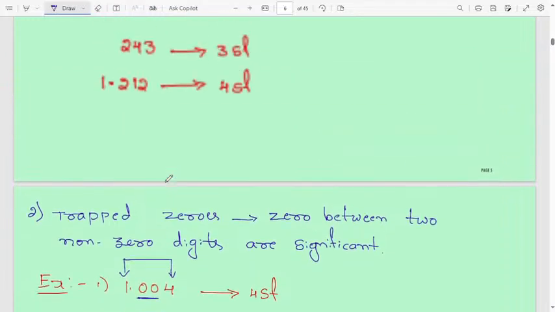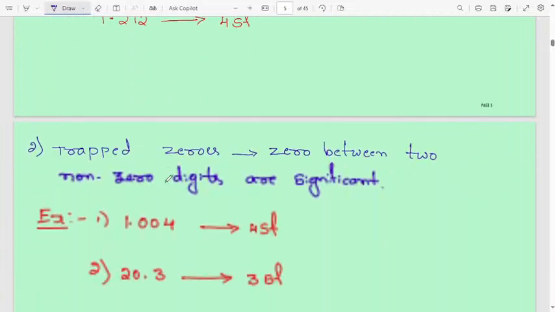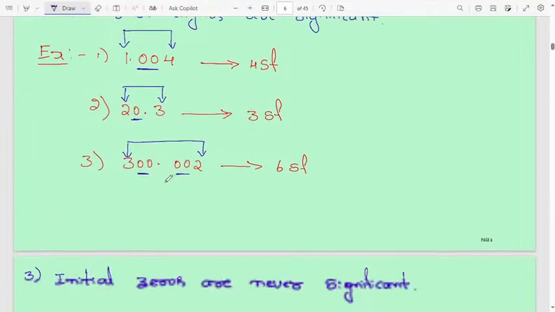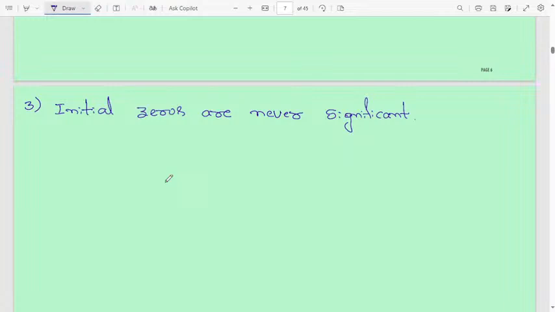But what is the first rule telling? First rule is telling that all non-zero digits are significant. All digits except zero, if the number contains all non-zero digits, then all the digits are significant. First rule. Second rule, trapped zeros: if the zeros are trapped between any non-zero digits, then those zeros we will consider as significant values. Let us move to the next rule.